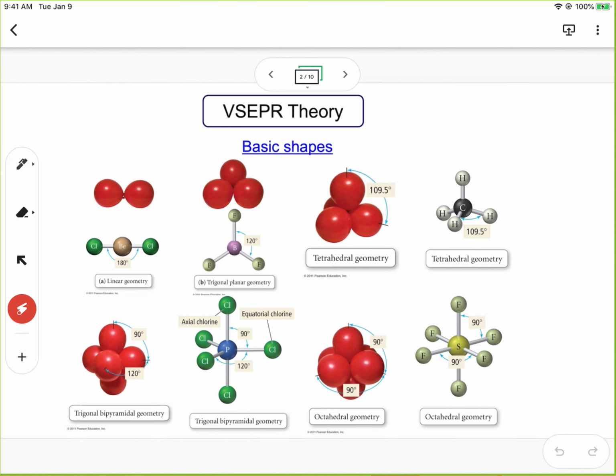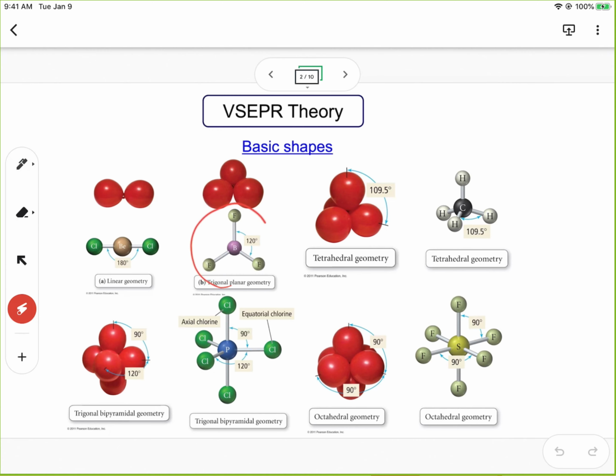Essentially, it means that if you have three members and all three members are on a straight line, then it's a linear geometry. Very easy to understand. Beryllium chloride here is a very good example. You can see the angle between the two bonds is 180 degrees.